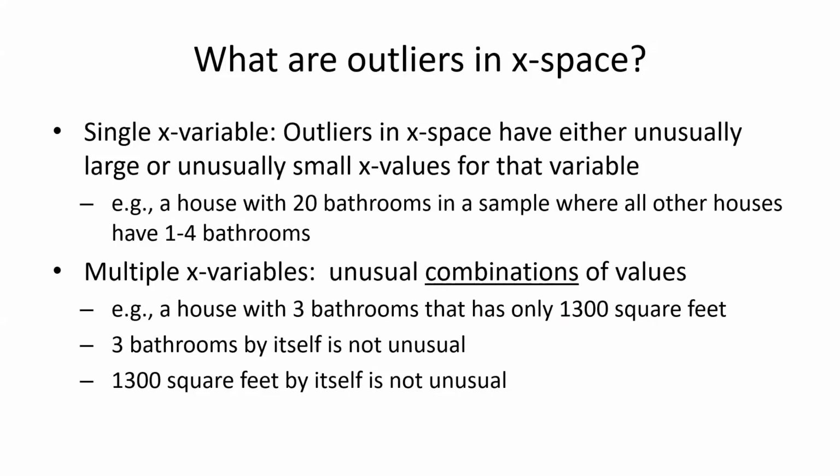So, for example, a house with 3 bathrooms that only has 1,300 square feet might be a high leverage observation, but 3 bathrooms by itself is not that unusual. 1,300 square feet by itself is not unusual. It's just a smaller house, a townhouse maybe. But a smaller townhouse with 3 bathrooms, that's unusual. And yeah, so that would be an example of leverage with more than one variable.